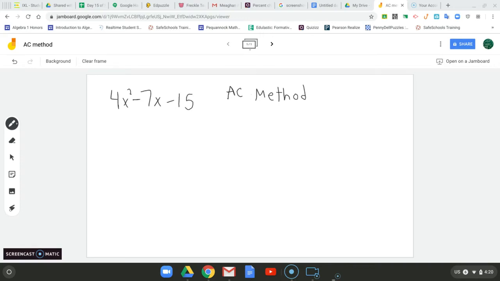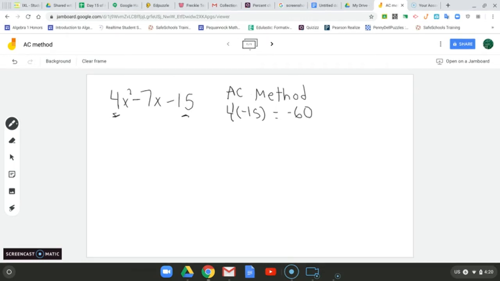I'm just going to do a couple of examples of factoring quadratic trinomials using the AC method. This is our first example, 4x squared minus 7x minus 15. And if you remember, the AC method says basically you're going to multiply the coefficient of the x squared, which is your A term, times your C term. And if we do that, we're going to have 4 times negative 15, and that's going to equal negative 60.